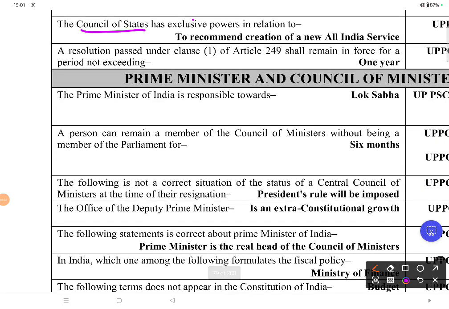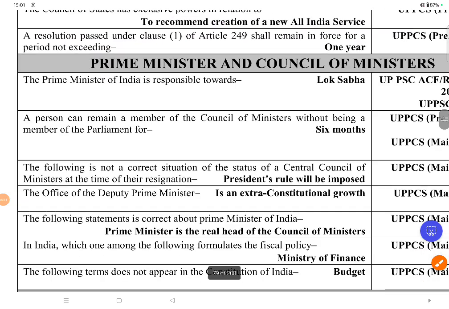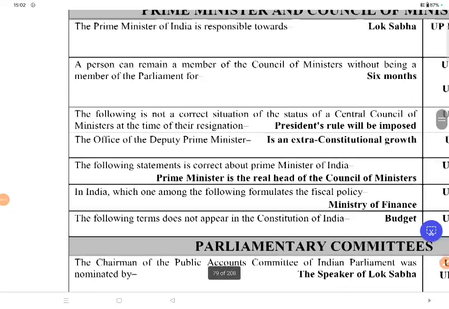The Council of States has exclusive powers in relation to recommending the creation of a new All India Service. A resolution passed under Clause 1 of Article 249 shall remain in force for a period not exceeding 1 year. Move on to the next chapter, that is Prime Minister and Council of Ministers.